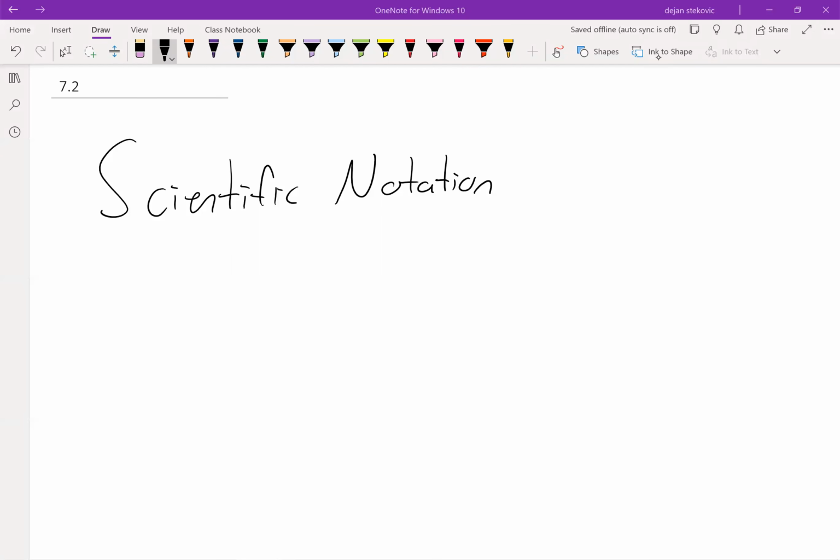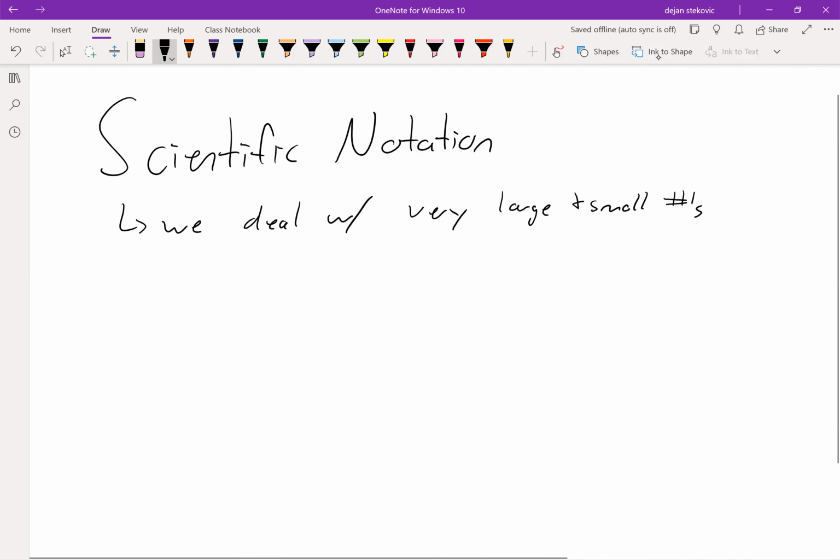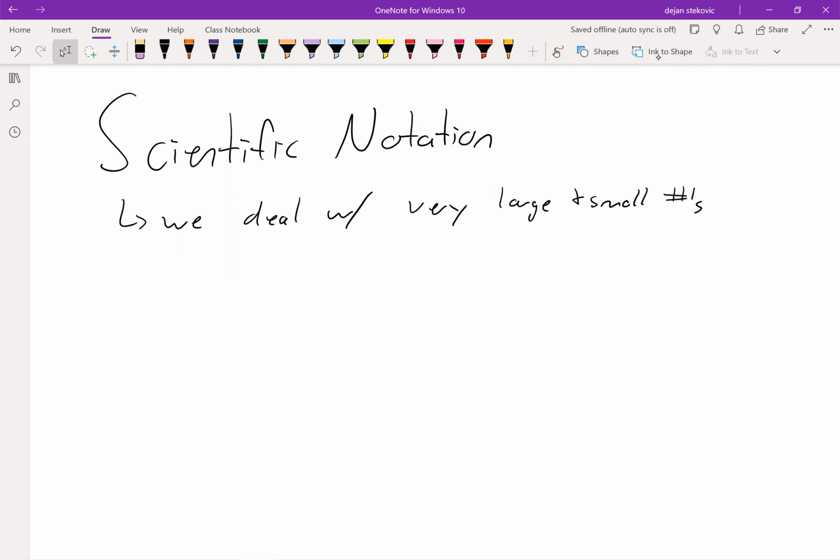Right. So our first topic here is going to be scientific notation. We'll start off by saying we deal with very large and small numbers. If you think about how small an atom is, that's absolutely tiny. If you think about how big a sun or a star is, that's absolutely huge. And so we have huge variations in the numbers that we can have.